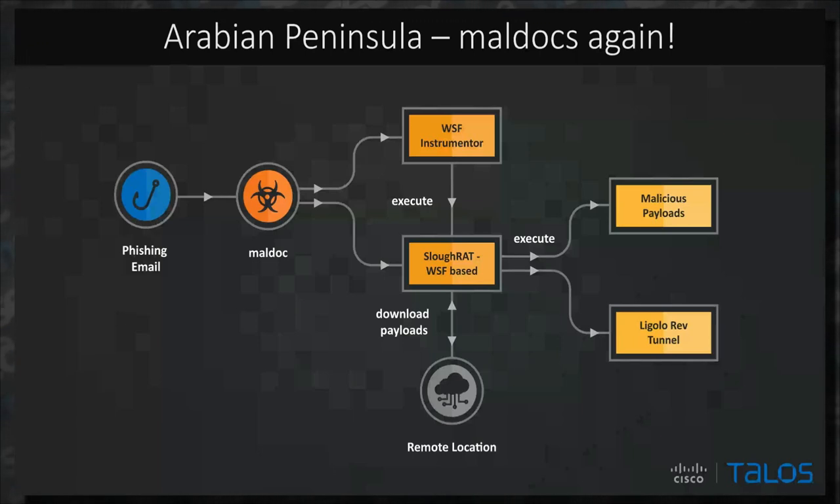However, what's unique here is that the attackers moved from using PowerShell-based scripts to using WSF-based scripts. WSF is the Windows Script File. It has the ability to have multiple scriptlets inside of the file from different languages, and that's what we saw during the course of this campaign. We saw the WSF-based RAT, which we're calling Slough RAT, being used to deploy additional malicious payloads on the infected endpoint. And we saw the reuse of the Ligolo reverse tunneling utility that we saw earlier in March of 2021 being used again in this specific campaign as well.